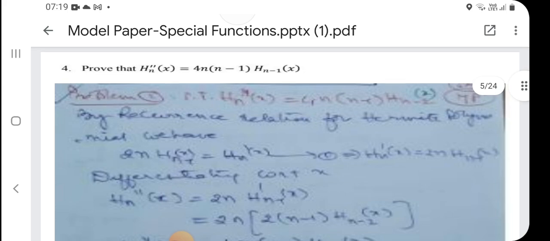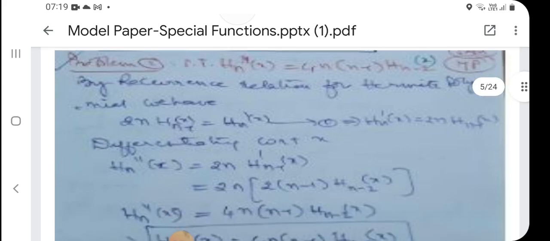Now the fourth one. Prove that H_n''(x) is equal to 4n(n-1) H_{n-2}(x). We know the first recurrence formula of Hermite polynomial: H_n'(x), that is the first derivative of the nth order Hermite polynomial, is given by 2n times H_{n-1}(x). So differentiating with respect to x, we get H_n''(x) is equal to 2n, which is a constant and comes out, times H_{n-1}'(x).